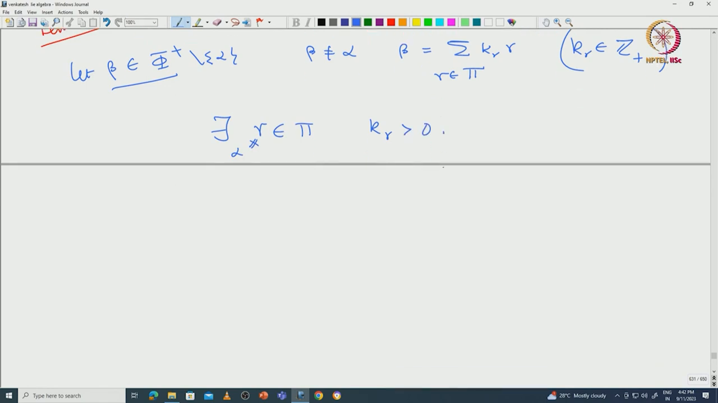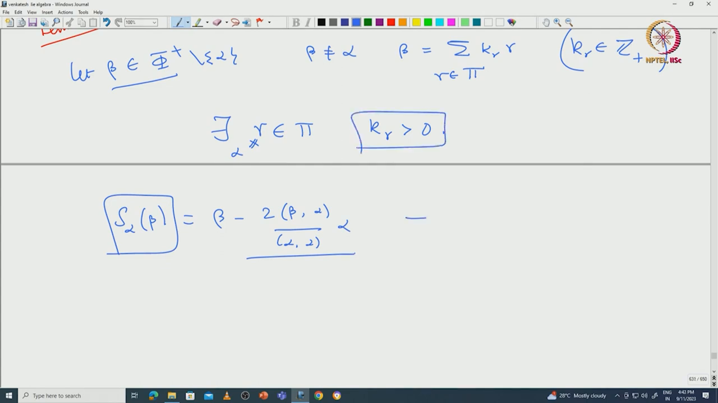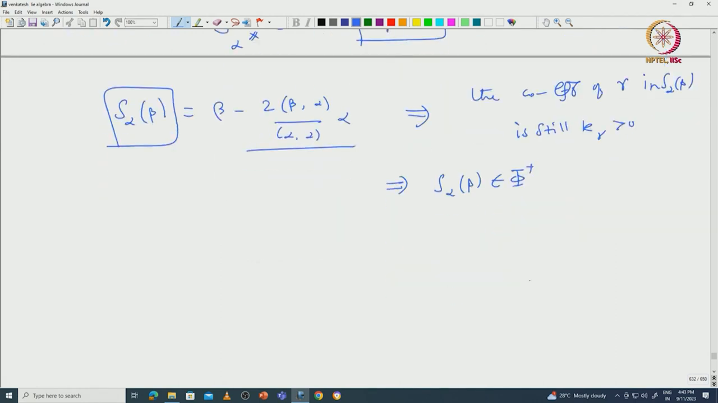But if you look at S alpha of beta, it is nothing but beta minus 2 times (beta, alpha) divided by (alpha, alpha) times alpha. That means in S alpha of beta, only the coefficient of alpha will be changed. So this k gamma is unaltered. That implies that the coefficient of gamma in S alpha beta is still k gamma, which is positive. That forces S alpha beta to be positive, because all other coefficients also must be non-negative.